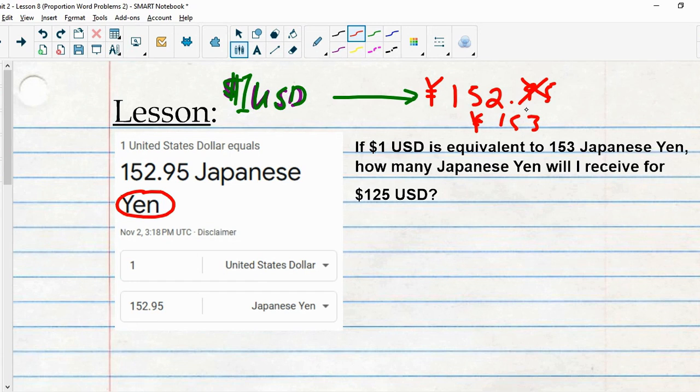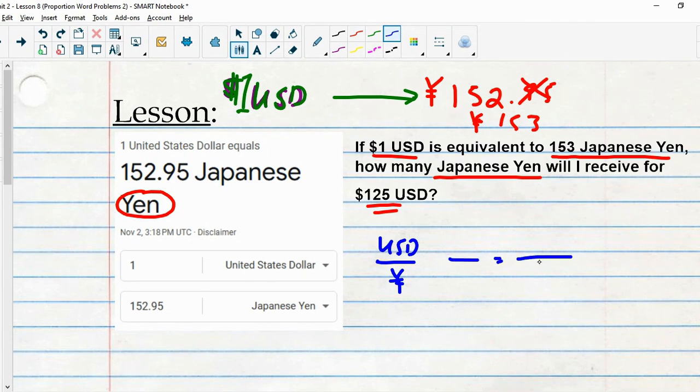So the question is something like this. If $1 is equivalent to 153 Japanese yen, how much in Japanese yen would I receive for $125? So what are we comparing here? Yeah, we're comparing our money in US dollars to Japanese yen. Got that? All right, so let's set up a proportion then.